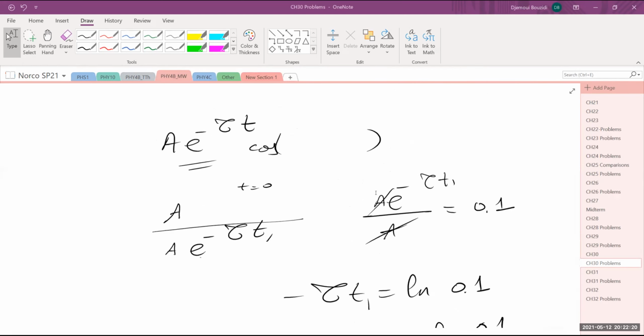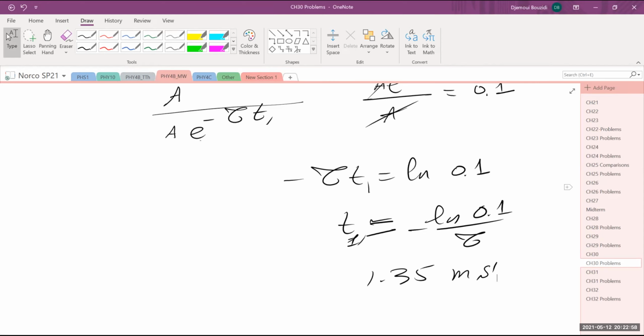In seconds, it says 0.0135, so it's going to be 1.35 milliseconds. That is how long it will take for it to go down by 10%.